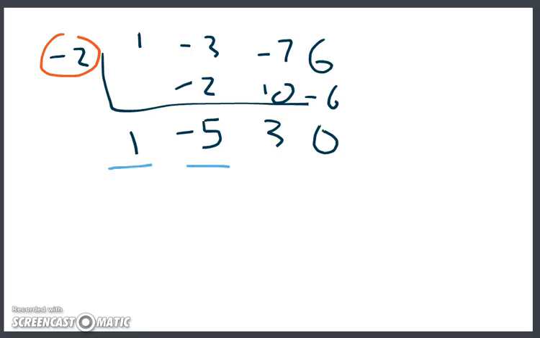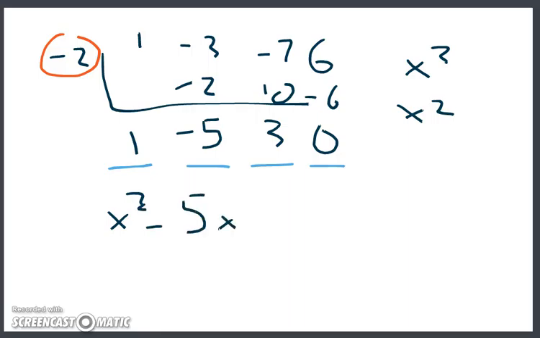Now these are all going to be your coefficients for your end product. This end product is going to be a lesser power than the original polynomial, since we had x to the third. Our new product is going to be x squared. The first term being a 1 denotes that it'll be x squared minus 5x plus 3, and since there's nothing in the last coefficient, then it'll be fine.